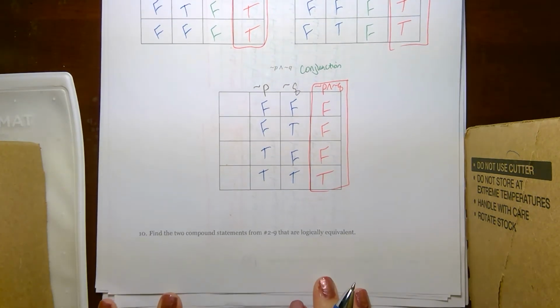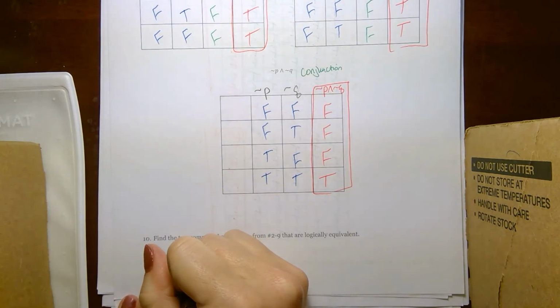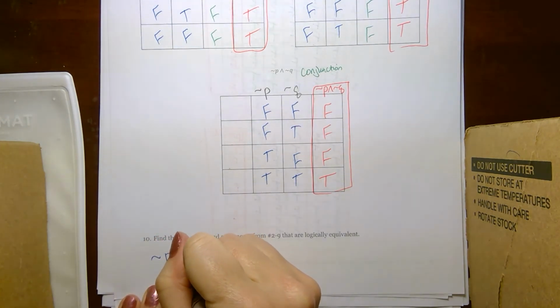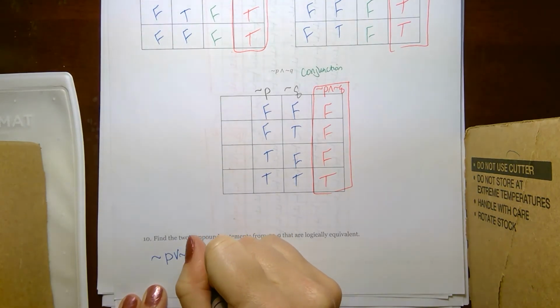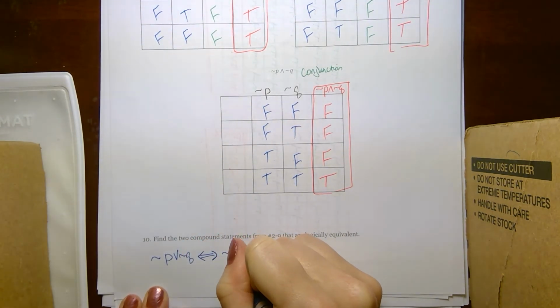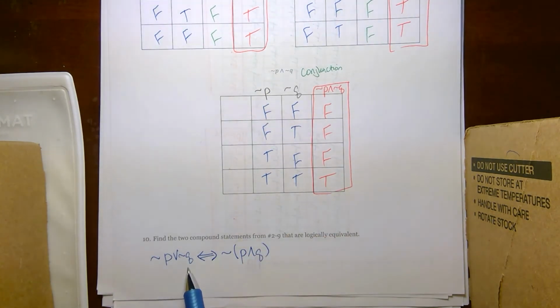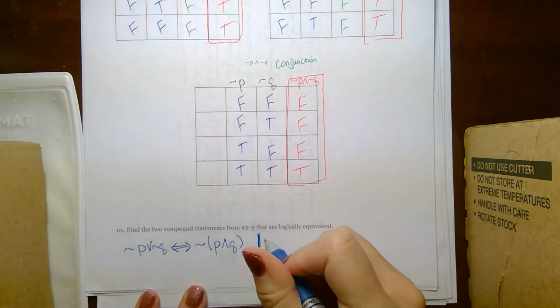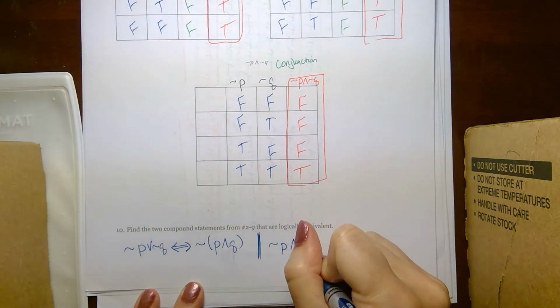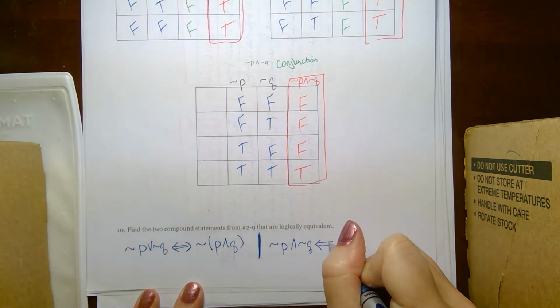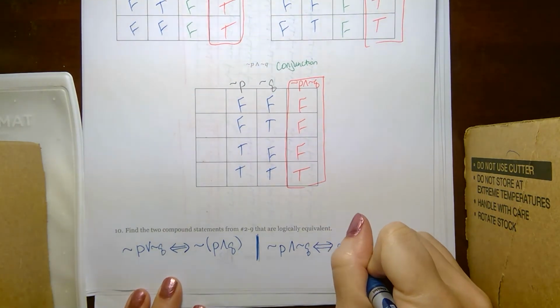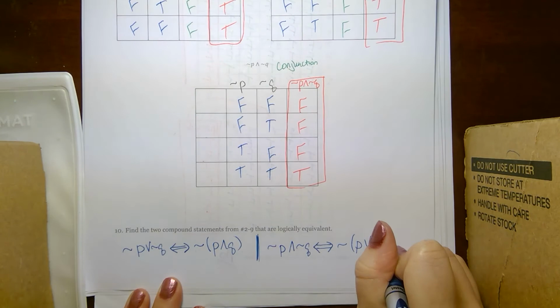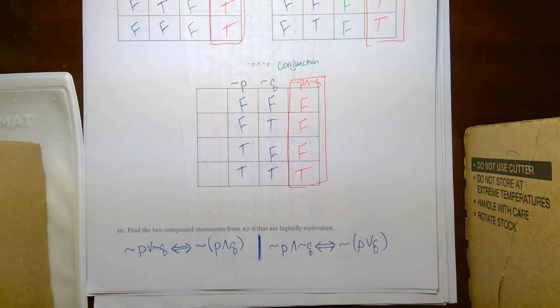When you find those, you should discover that the truth table for the truth values for not P or not Q is logically equivalent to not the negation of P and Q. Also, not P and not Q is logically equivalent to not the negation of P or Q. Now stop for a second and look at the arrangement of those terms.